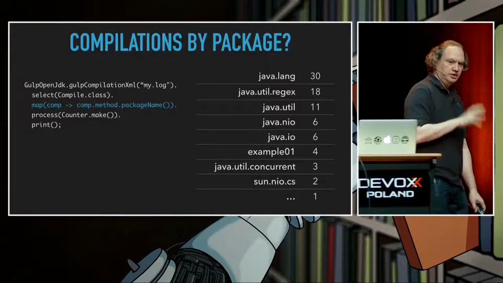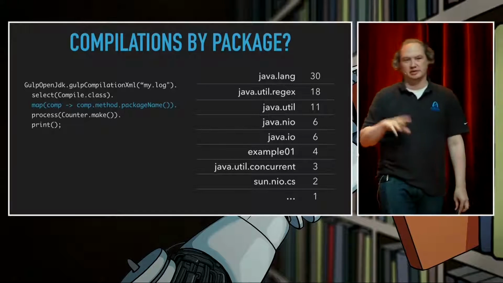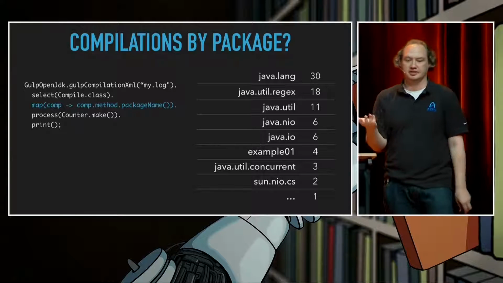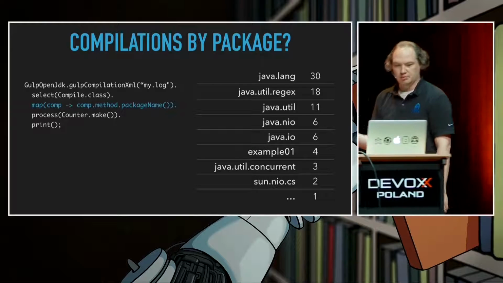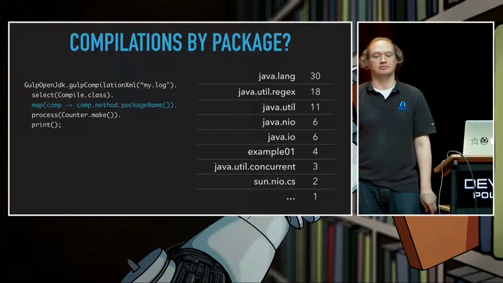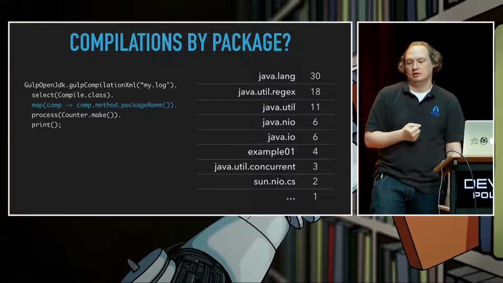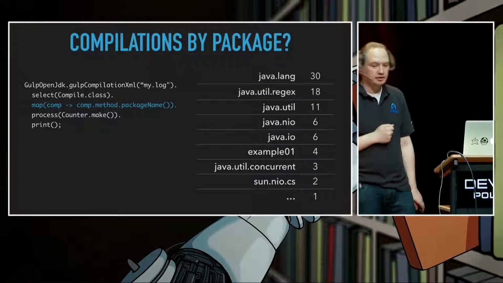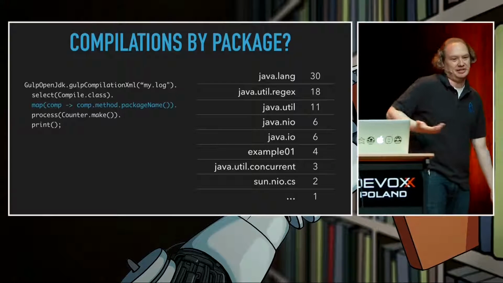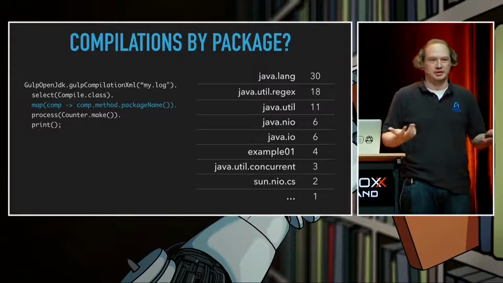But where I think it really starts to get fun is breaking things down by package. I can just write a program like this, find all the compiles, map them by the package name, and count them. And that's for the simple program earlier. There were 30 compilations of java.lang. That kind of makes sense. I think all of you end up using java.lang.